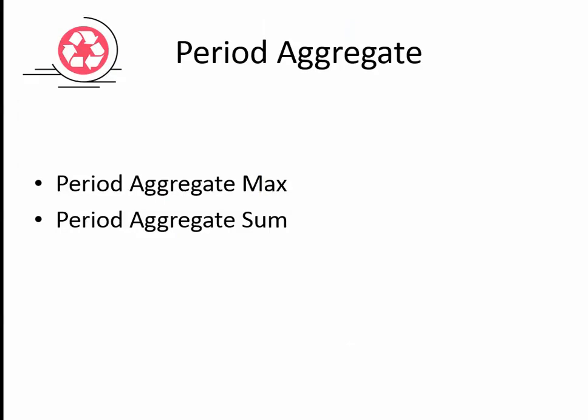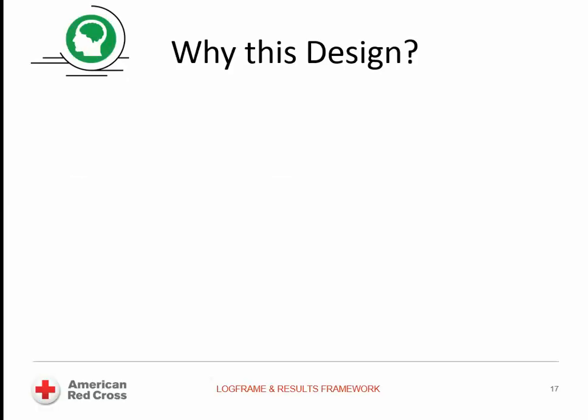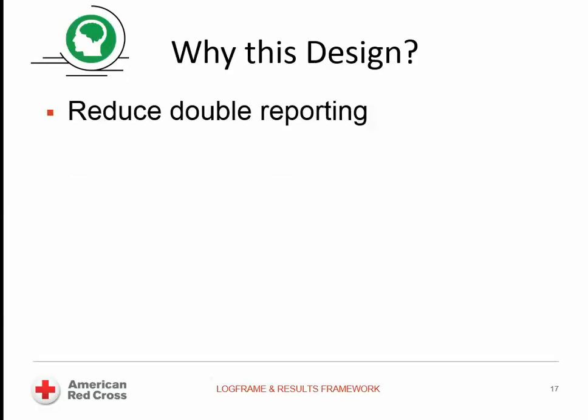As a review, period aggregate, also called horizontal aggregation: period aggregate max is when you reach the same people over time. Period aggregate sum is when you reach different people over time, and you can simply add up all the beneficiaries across the quarters. This concept is a separate issue and separate concept compared to indicator types, which I covered in the first few slides. Why did we decide to do this?